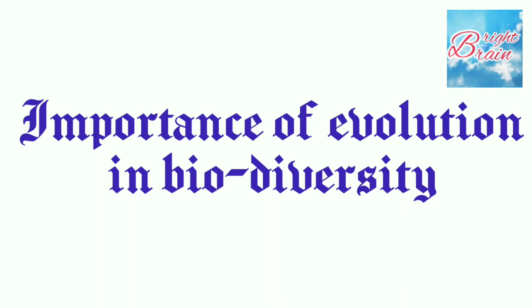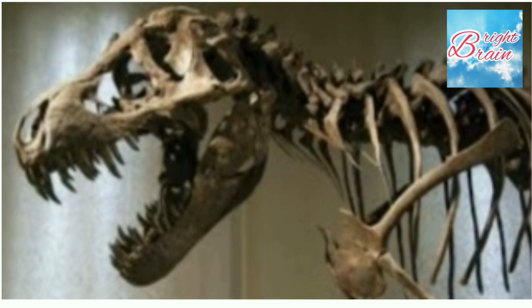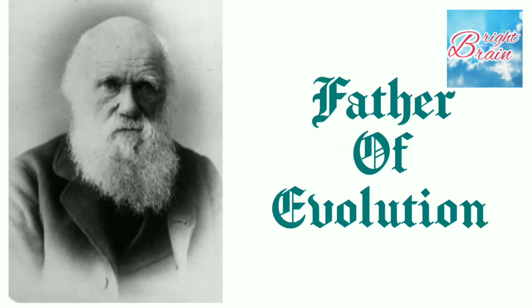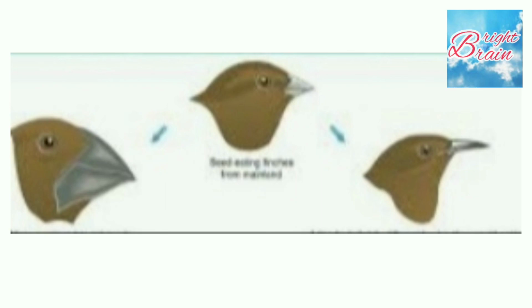Importance of evolution in biodiversity. Only selected organisms will be lucky enough to face the challenges by surviving in some environmental conditions. Animals that cannot live in those environments become extinct. Speciation is when a new kind of plant or animal species is created. Charles Darwin is known as the father of evolution. He worked so hard to create the natural selection theory, which is scientifically accepted.